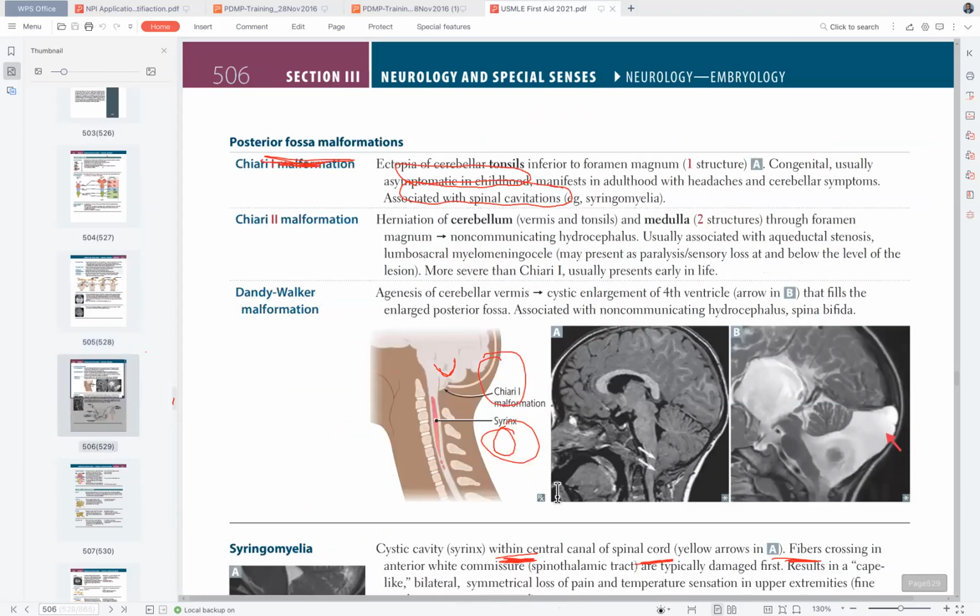And here also, very important to know this. It's an extremely important topic. So with this, we have Chiari 1 and then Chiari 2. These are the posterior fossa problems.